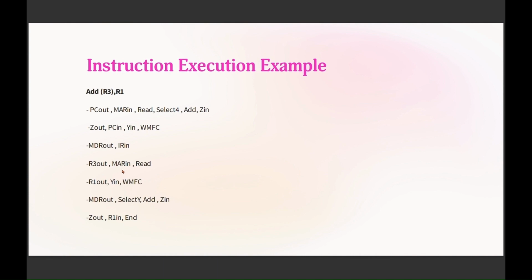Fourth, retrieve the value stored at the memory address calculated in step 3. Fifth, add the value retrieved in step 4 to the contents of register R1. Sixth, store the result of the addition in register R3. Seventh, update the program counter to point to the next instruction in memory. So this is all about the instruction execution example.